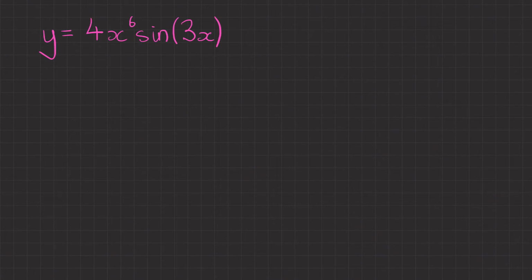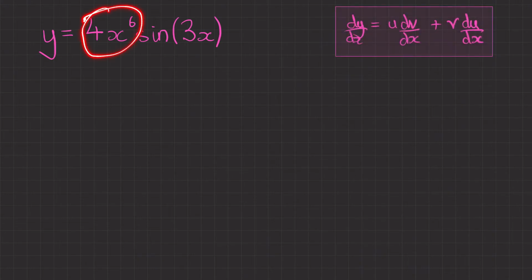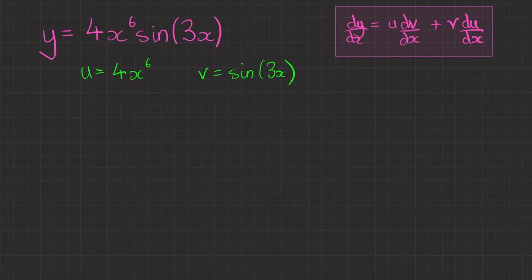Let's go through this second question. Again, we're looking for y equals u multiplied by v. We've got our u term here, 4x to the 6, and we've got our v term, sine 3x. So u equals 4x to the 6, v equals sine 3x. We'll differentiate each part, so we've got du by dx equals 24x to the 5, and dv by dx equals 3 cos 3x. And if you're not sure how this part differentiates, check out my video on table of derivatives.